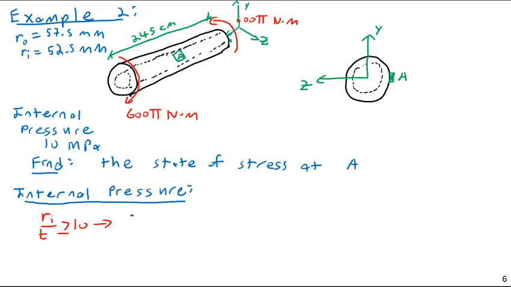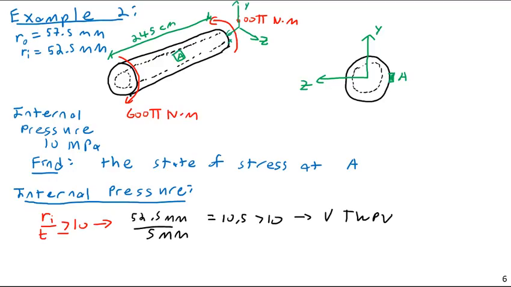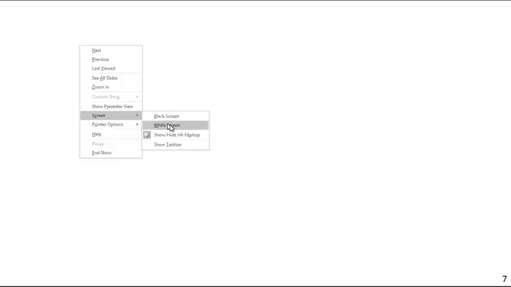So 52.5 millimeters over 5 millimeters. It's only a 5 millimeter thickness wall. So this is 10.5, which is greater than 10. Therefore, indeed, this is a thin wall pressure vessel. Got that? Okay. Now I want to find my stresses.